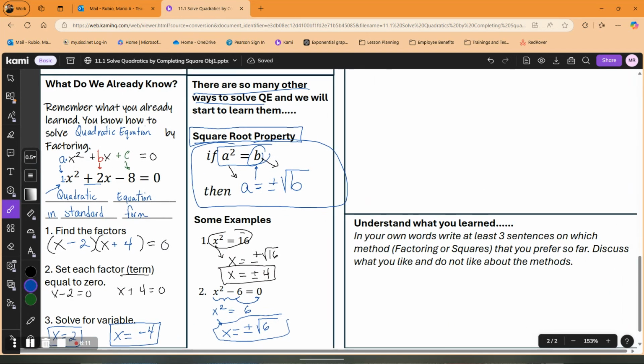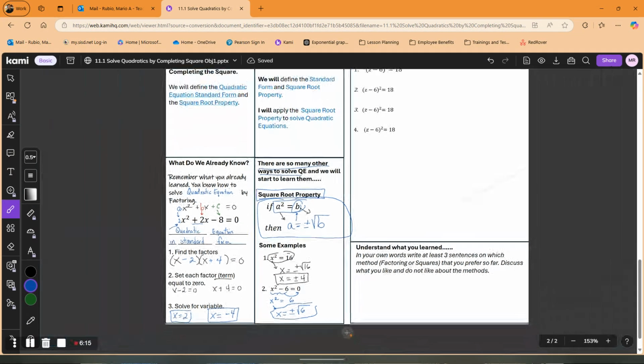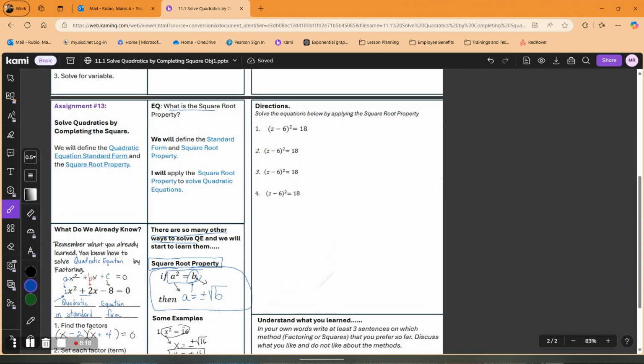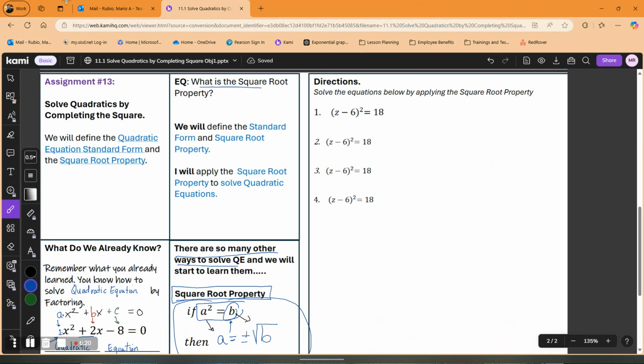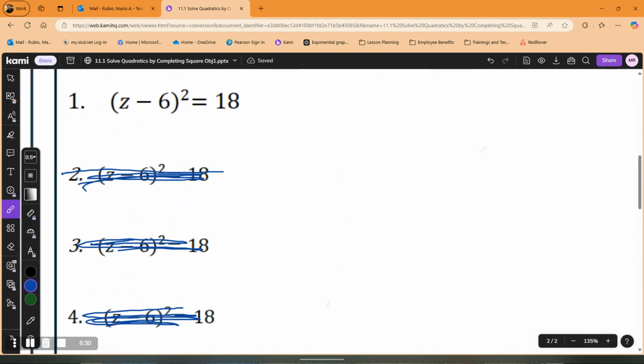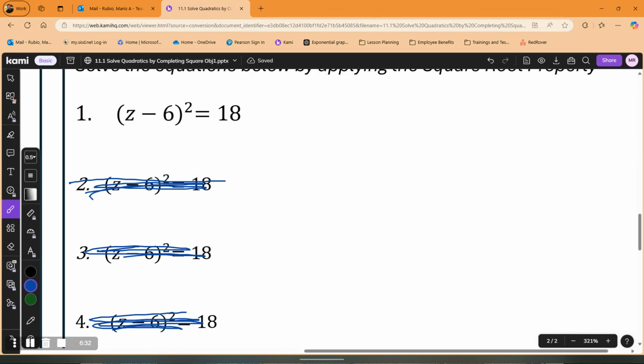Okay. Once you guys finish these notes, you should write all of this in your notebook. You are going to work on these 4 practice problems. Solve the equations below by applying the square root property. I didn't find the practice problems. Gosh. You know what? I'll give you the practice tomorrow. For today, let me just show you how to write this out, how to solve this, and then tomorrow I'll give you some practice problems that look like this one.